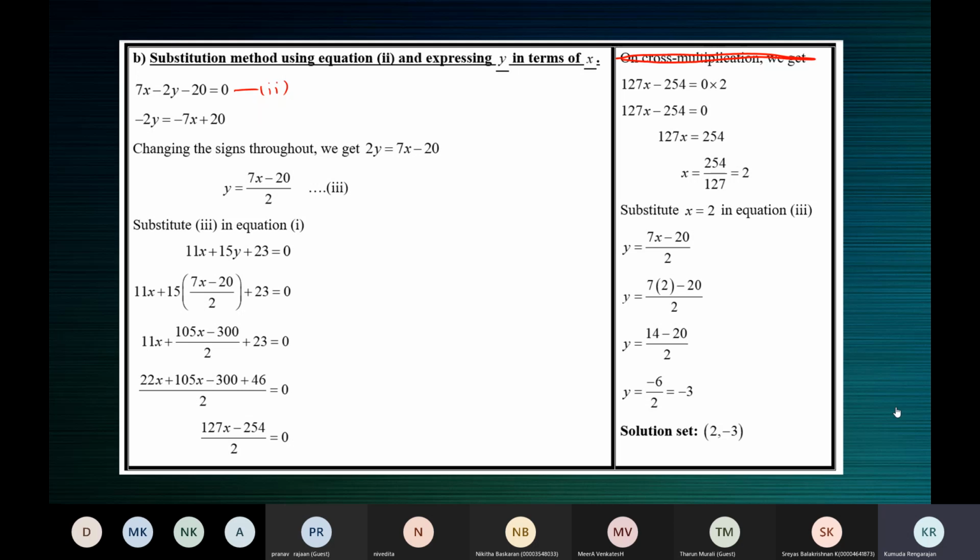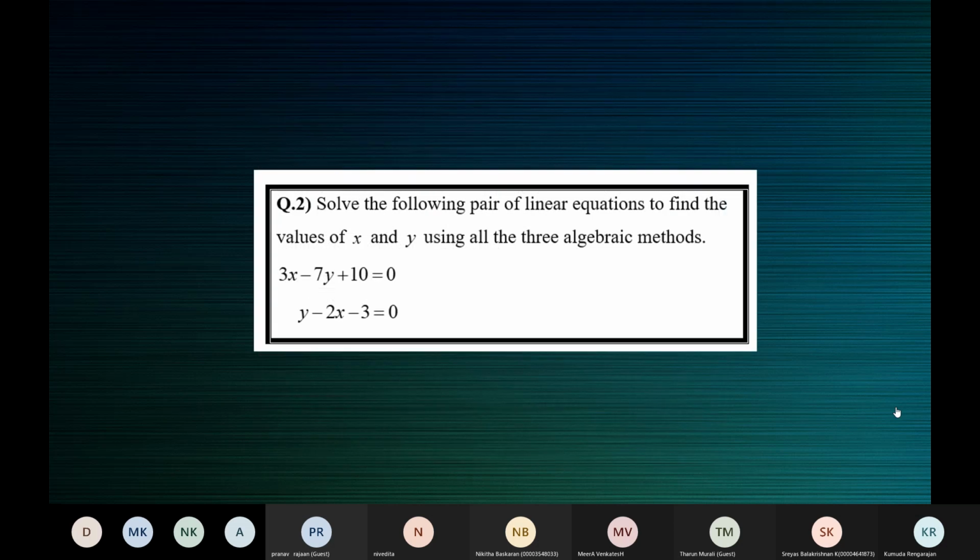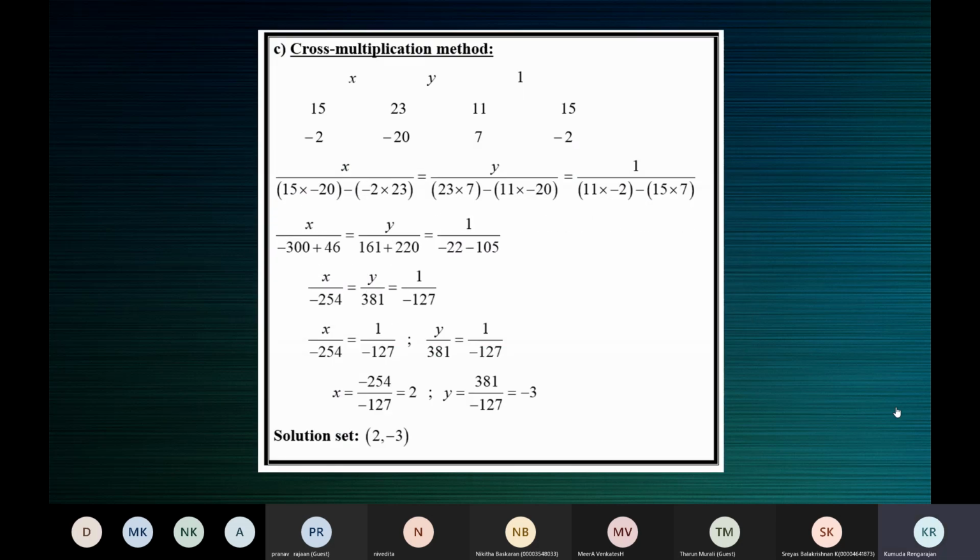So that was about elimination and substitution method. Now we'll see the cross multiplication method. Please practice, children. All the three methods are easy. They're new to you, but they're easy to understand. Okay. Now this is the third method, the cross multiplication method.